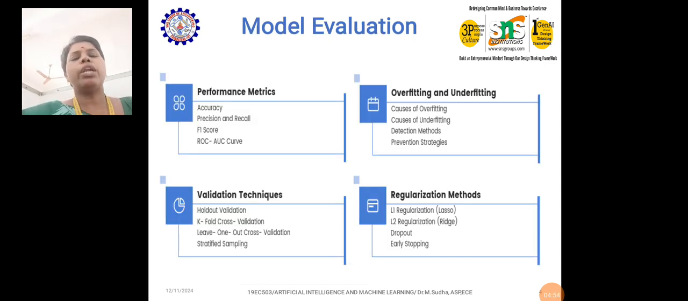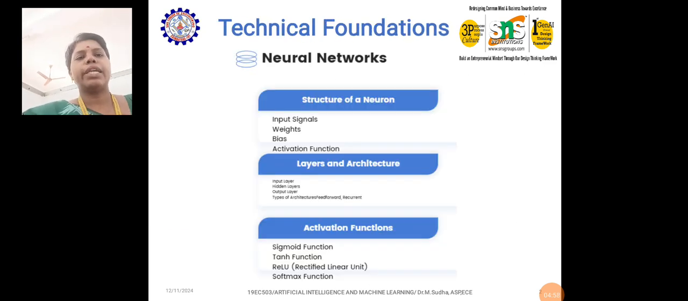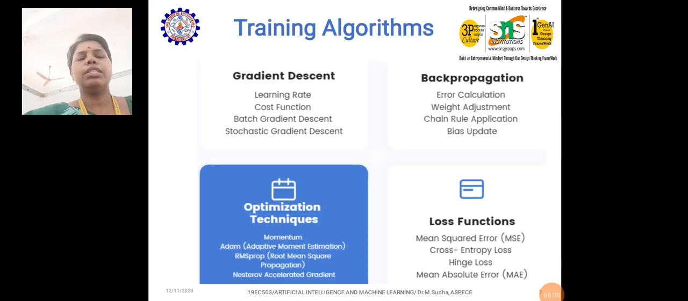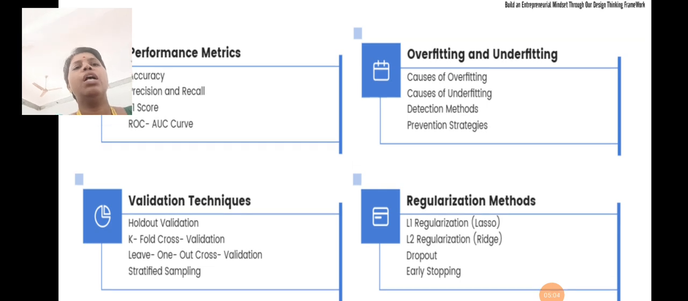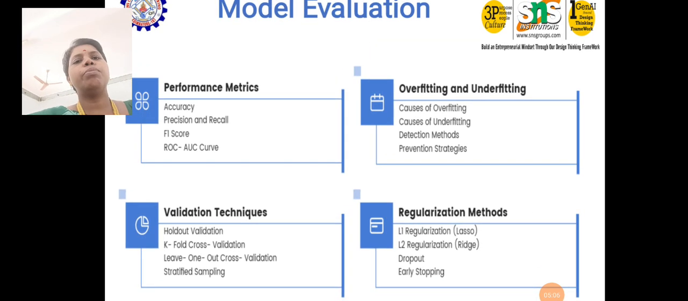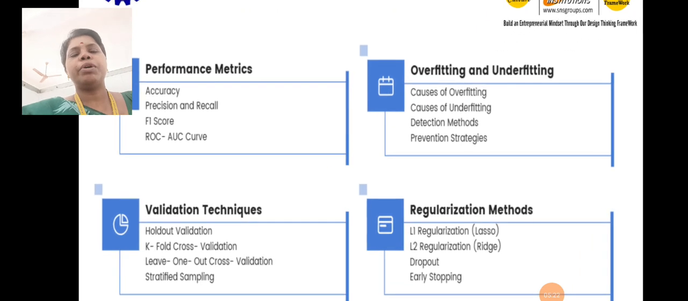And coming to the model evaluation, once we have made the technical foundation and the training algorithm selection, after that comes model evaluation: how our model is going to be evaluated based upon the performance metrics, overfitting and underfitting, validation techniques, and regularization methods. So this is how the model is going to be evaluated in the neural network. Okay, and first we will see the performance metrics.